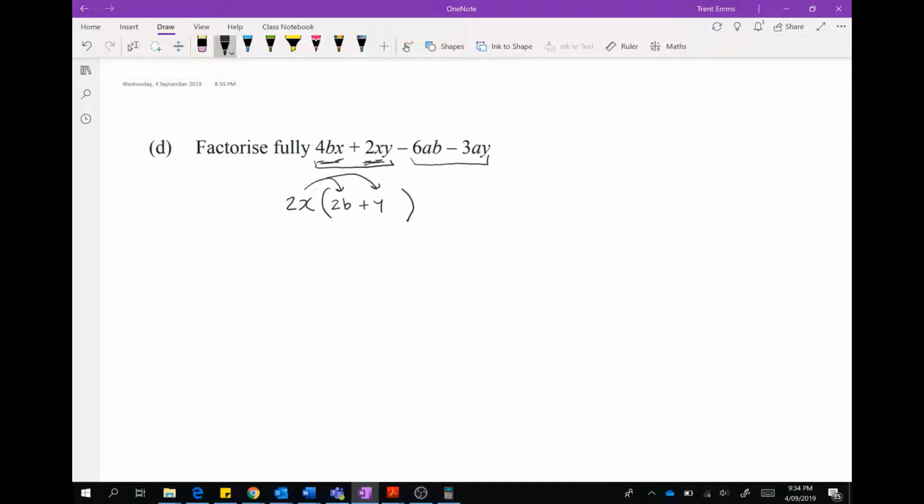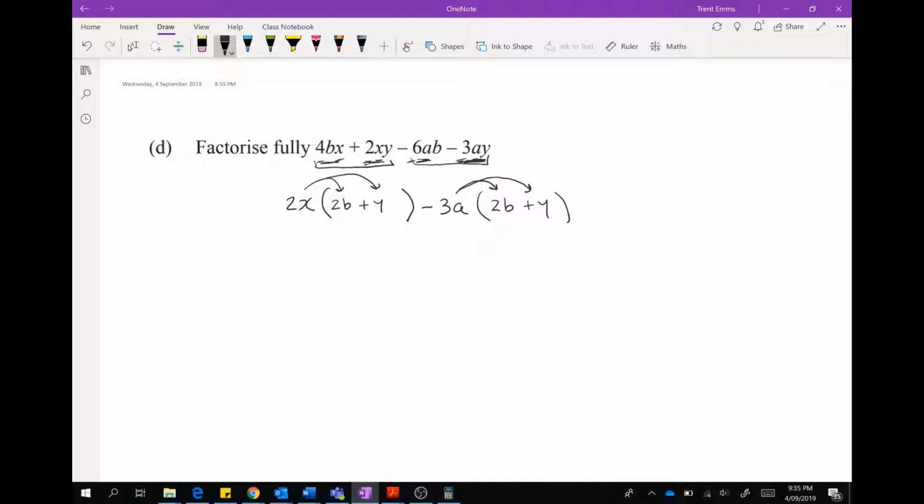These 2 terms, the common factor is a, they both have an a, and they both have a negative 3, as negative 6 can be divided by negative 3, and so can negative 3. So I'm going to pull out negative 3 and a, the common factors. And then I'll go negative 3a times what would get me negative 6ab. So I'll need a positive 2b. And negative 3a times what would get me back to negative 3ay. And I'm going to need a positive y.